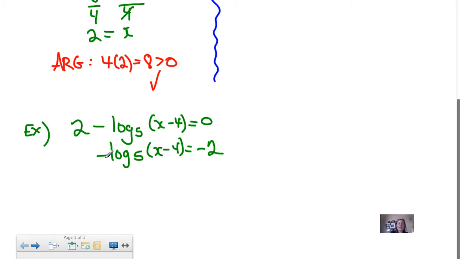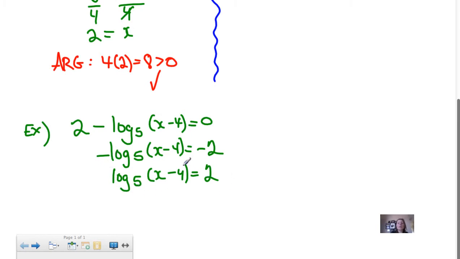Now I'm always uncomfortable having a negative in front of something that I'm trying to solve. So because it's an equation, I'm just going to divide both sides by negative 1, and I'm going to be left with log base 5 of x minus 4 is equal to 2. Now this is in the form of log something equals number.